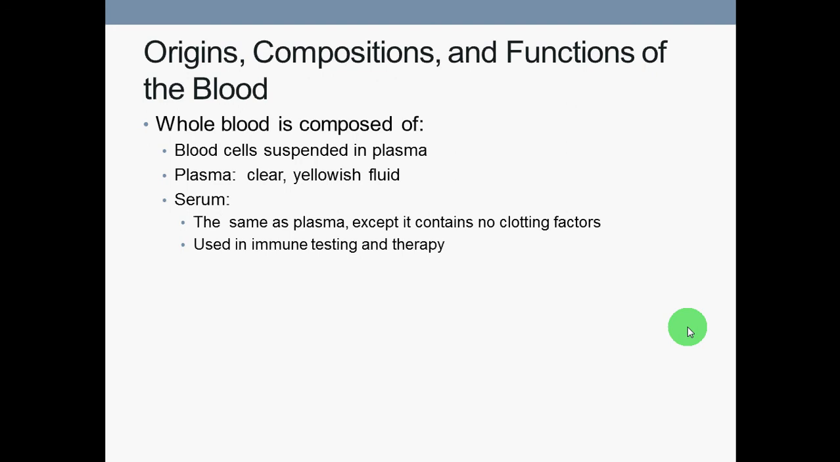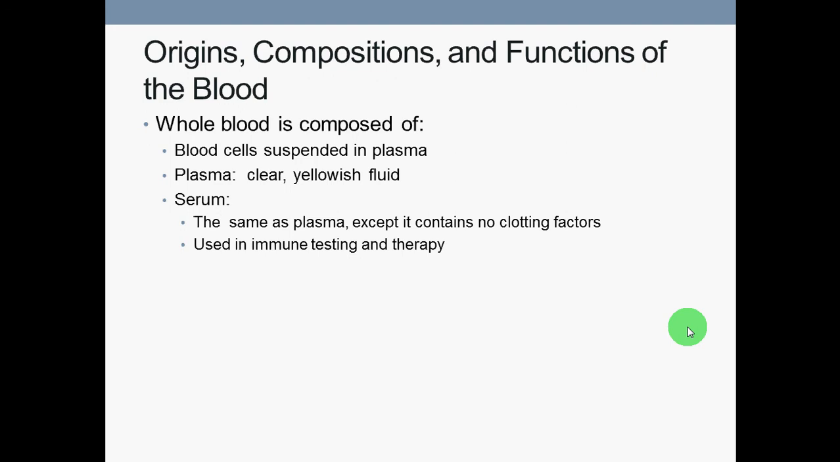If you were to take a vial of whole blood and look at it under the microscope, you would see that whole blood is made of blood cells, and there's several different blood cells that we'll talk about, suspended in plasma. Okay, plasma is a clear, can be kind of yellowish fluid. So it's basically just the fluid that your blood cells are bathed in.